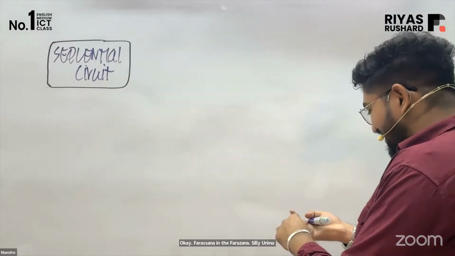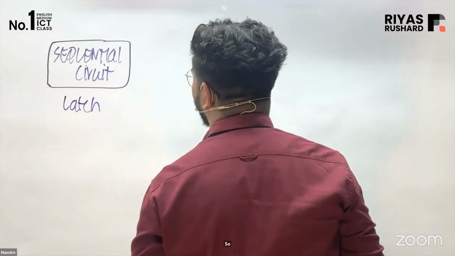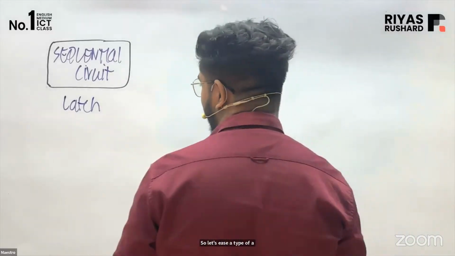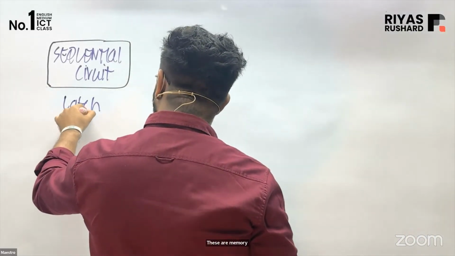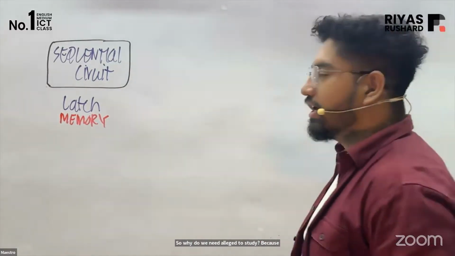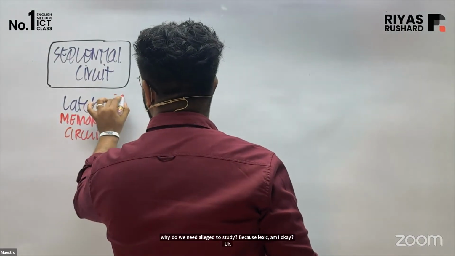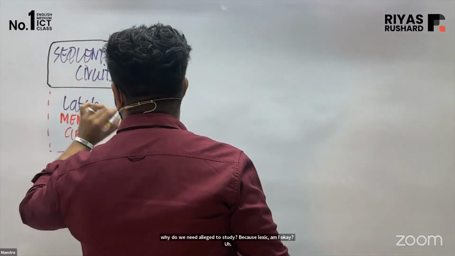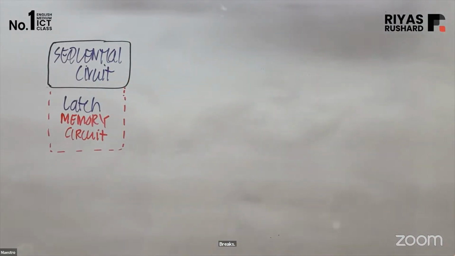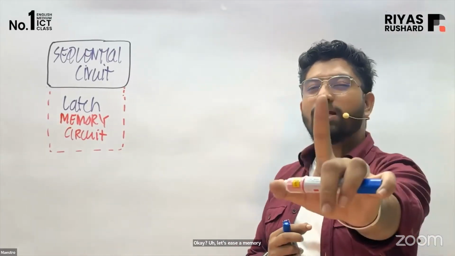Okay. So sequential circuit, we're going to talk about the first one known as latches. A latch is a type of sequential circuit. These are memory circuits which can hold memory. So why do we need to study latches? Because they lead to the advancement, flip-flops. A latch is a memory circuit which can store 1 bit.